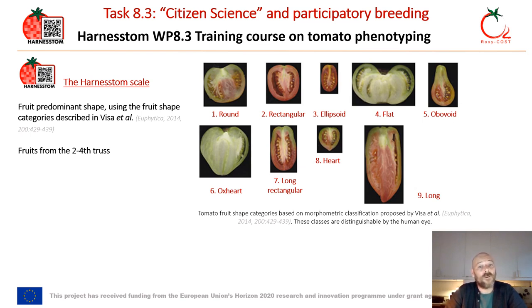And finally, long, a class that encompasses fruits that show a rectangular shape, without shoulder depression and that display a pointed tip. An important issue is that the most representative fruits for fruit shape can be found from the second to the fourth trusses, which are normally used in tomato phenotyping.